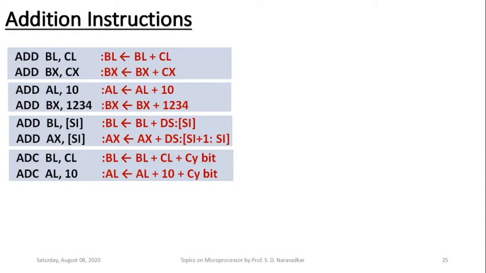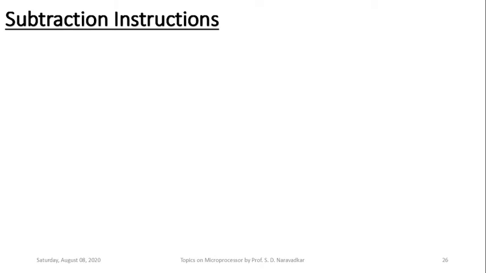The next example is with immediate data: ADC AL, 10. AL plus 10 plus carry flag bit. The result of this addition will be copied to the AL register. So these are some of the examples of arithmetic addition in the case of the 8086 processor.